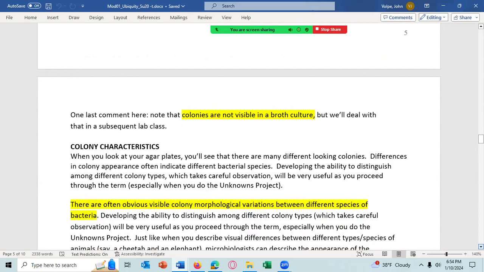All right, colonies are not visible in a broth culture, and that's because when things are growing in a liquid broth, all of the cells just mix together in the liquid. There are no colonies in a broth culture.